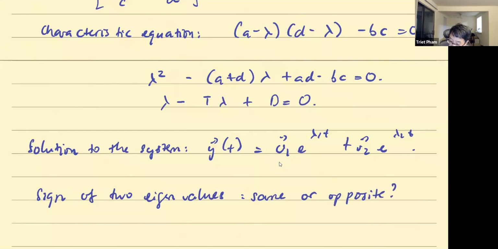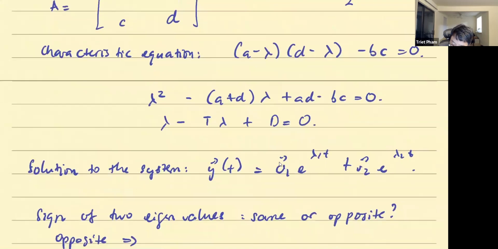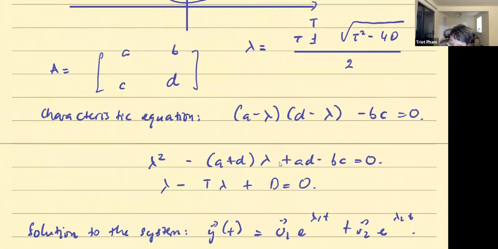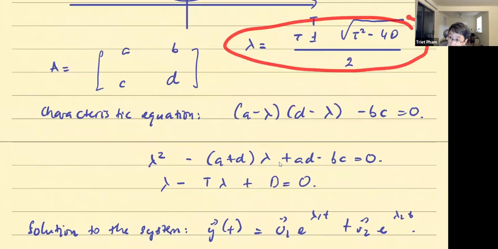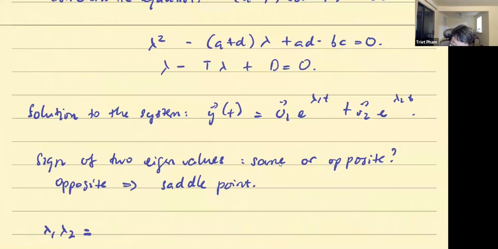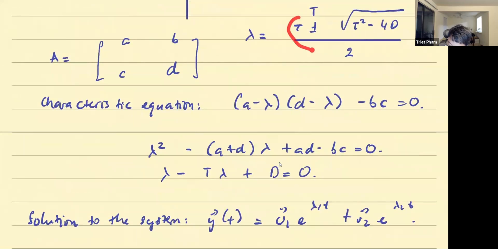Okay, because if they're opposite, then the equilibrium solution becomes a saddle point. And how do we decide that? Well, to check the sign of the two eigenvalues, basically we just have to multiply them together. So if you multiply these two together, lambda 1 times lambda 2 will be what? You got a minus b times a plus b, which is a squared minus b squared.